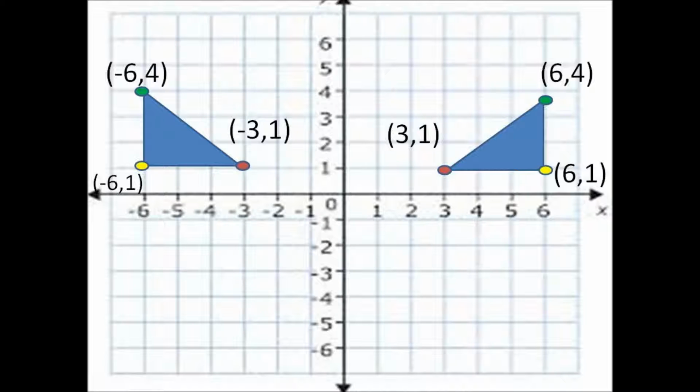Notice how the corresponding color dots are equal distant from the y-axis. Also notice that when reflected over the y-axis, or vertical line, only the x-coordinate changes. Therefore, when an image is reflected over the x-axis, or the horizontal line, only the y-coordinate changes.